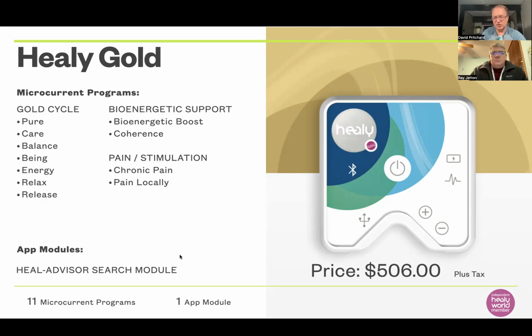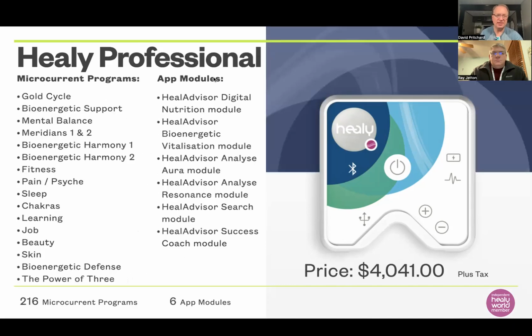There's also that Healy Advisor search module where you can type in an issue. It'll tell you which programs you could run. Now, if you go to the most expensive edition of the Healy, instead of being $10,000, $20,000, like a lot of these therapists and professionals we talk to think it's going to be, the highest one is $4,041. And right now we even have some promotional prices where this is significantly less than this amount. So, but this would be the most someone could pay for an edition.